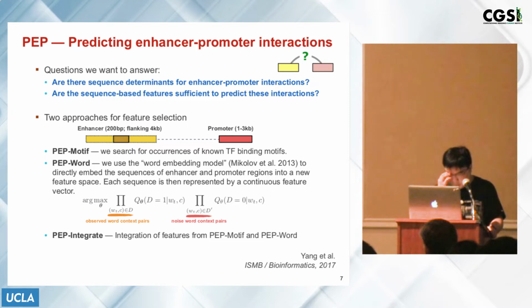In this work published in ISMB last year, we developed a method called PEP, predicting enhancer promoter. There are two modules. All the methods I talk about today are very simple, I think, but the question itself, the context itself, is probably more interesting. And then I'll tell you how we adapt some existing techniques in a different context. So first, there are two modules in this PEP work. First, the motif module is very straightforward.